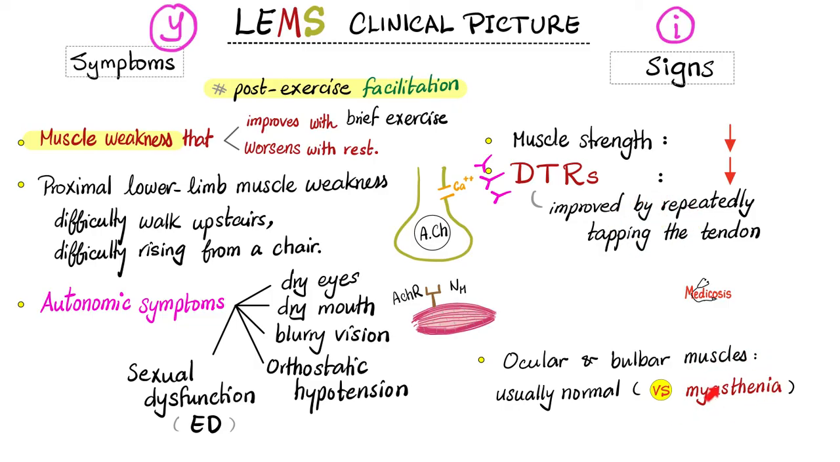If you remember myasthenia gravis in the previous video, we said that myasthenia has lots of ocular symptoms and lots of bulbar muscle weaknesses. However, in Lambert Eaton, the ocular and the bulbar muscles are usually normal. To learn more about the bulbar muscles, please refer to the previous video.